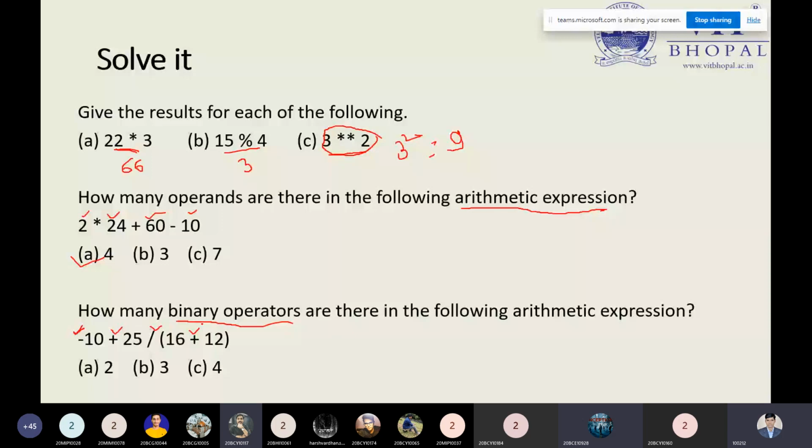Sir, in the denominator, the double close brackets are used, so they are from one side, but in the numerator the bracket is not used, so 10 is different from this division. So the 10 minus 10 is separate from these, so that's 1. Sorry, I mean 25 is 1, and the division and the down part is 1. So totally 10 is 1, 25 is 1, 16 plus 12 is 1. So totally 3.